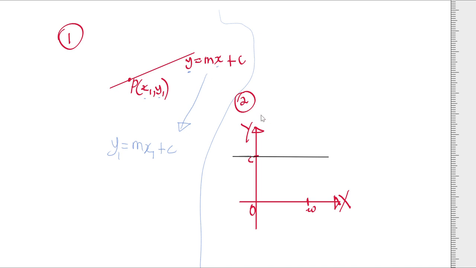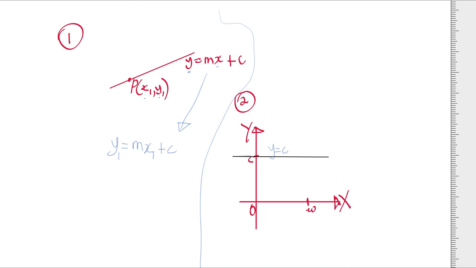Now, second key point, we have a straight line that passes through the point c. This straight line is a horizontal line, a line that is parallel to the x-axis. What is its equation? Its equation is going to be y equals c. This horizontal line passes through the y-axis at c, so its equation is going to be y equals c.